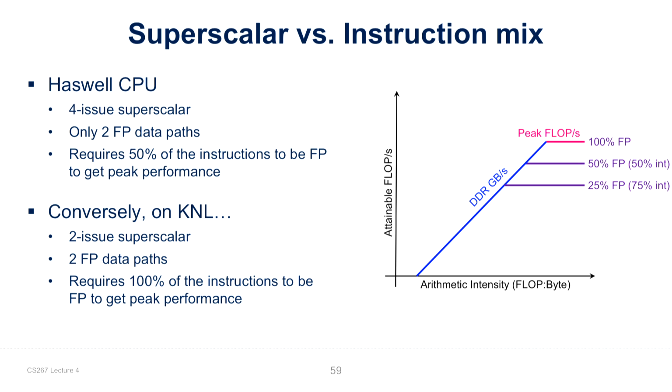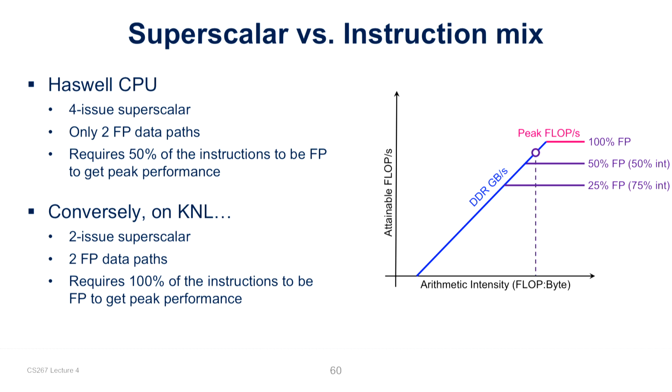On the Knight's Landing processor, it's a little bit different. It's a 2-way superscalar with 2 floating point units, and so that requires that 100% of the instructions be floating point in order to get peak performance. What does that mean in practice? It's very unlikely you will ever write an application that runs at 100% of the peak performance on the Knight's Landing processor.